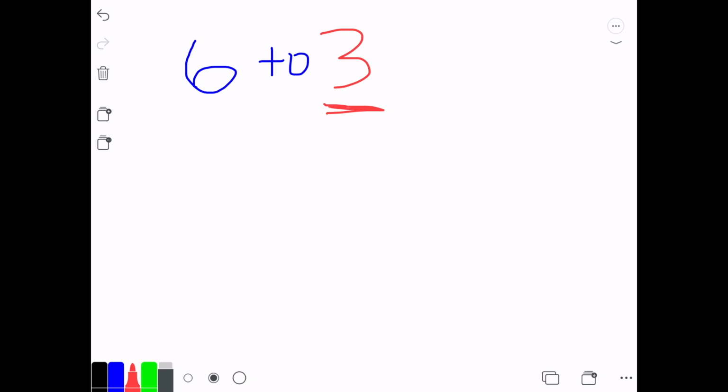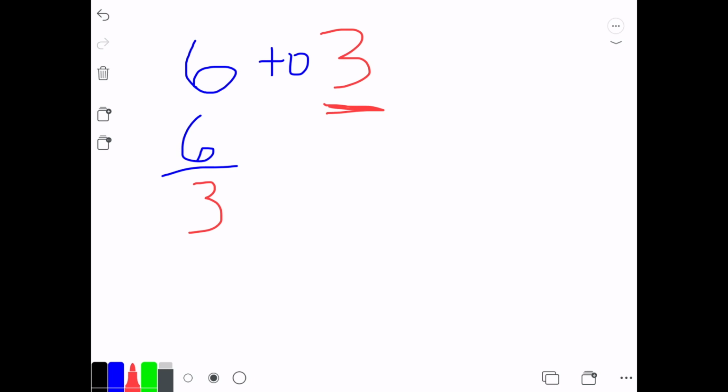Now typically, when we have a unit rate like this, your original ratio is going to be given to you in fraction form. So take a second, think about how you would write this as a fraction and write it down on your whiteboard. So what you should have written was 6 over 3.